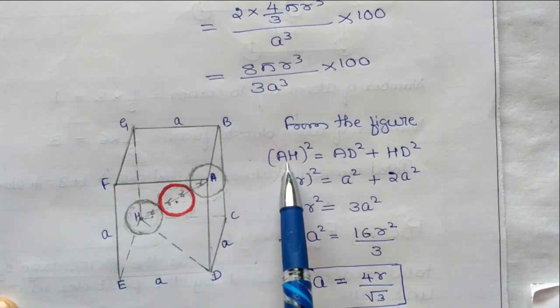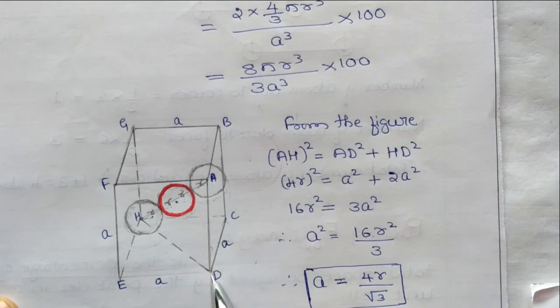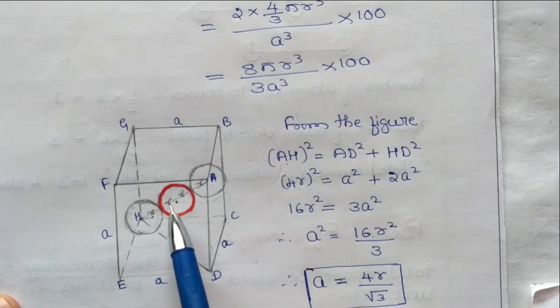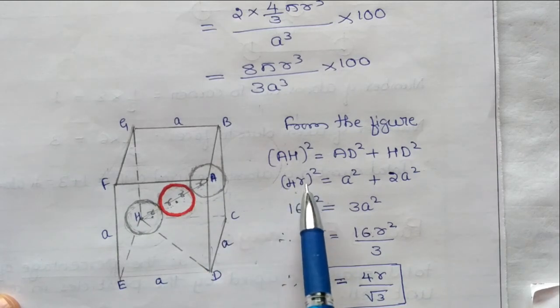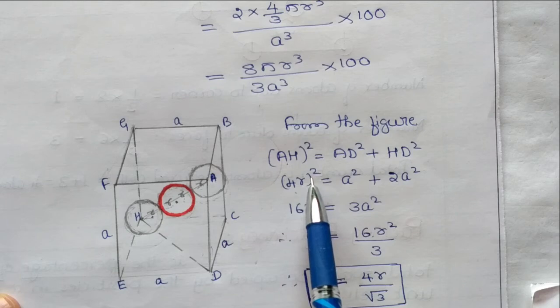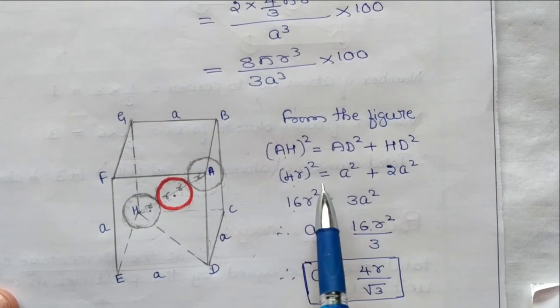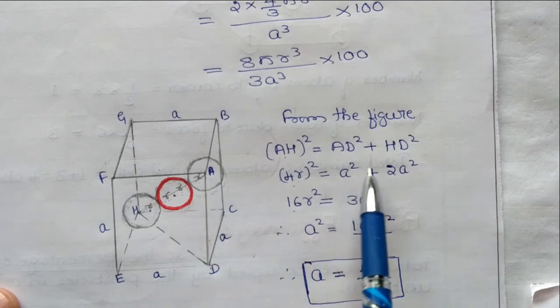AH square, the hypotenuse square, that is the diagonal square, equals AD square plus HD square. I have substituted AH square. AH is r plus r plus r plus r, that is 4r. Use a bracket. If we do not put a bracket in a hurry, we take only 4 r square. 4 squared is 16. So 4r whole square, use a bracket. So (4r) square equals AD, that is nothing but the edge length a square.